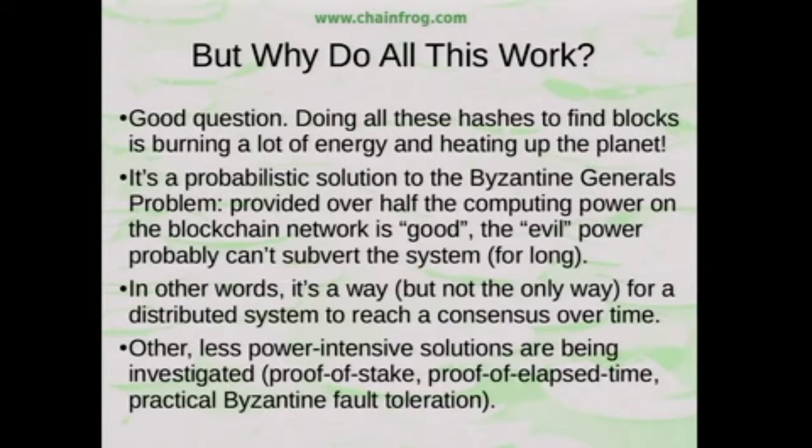But as I referred to earlier, there are some other less power-intensive solutions being investigated. They're called proof of stake. There's proof of elapsed time, and there was a paper in the late 90s published about practical Byzantine fault toleration, which IBM has now folded into their blockchain.